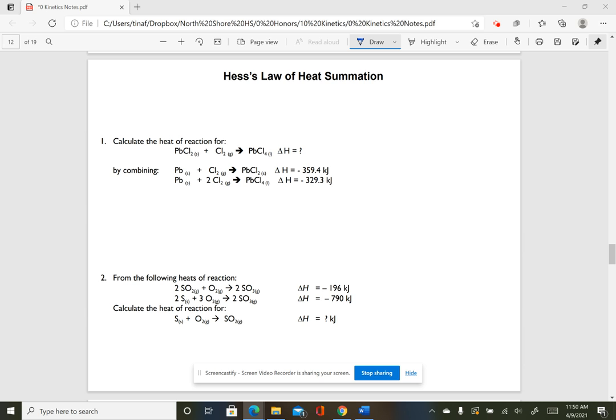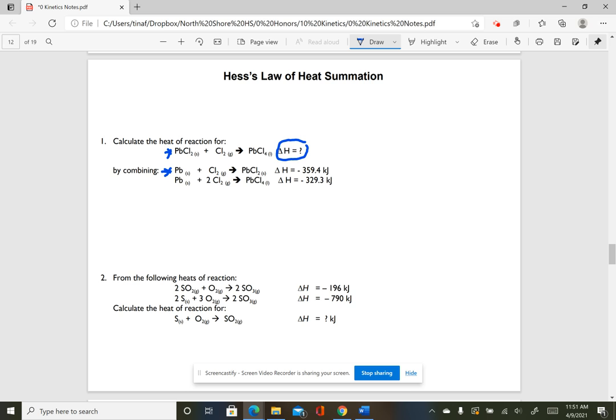So here they gave me a reaction, right? And they want to know what the delta H is. And then what they're going to do is they're going to give you other reactions, and you have to manipulate those reactions to create the reaction that's being asked about. So I know that's confusing. Let's look at the first reaction that they're giving me here.